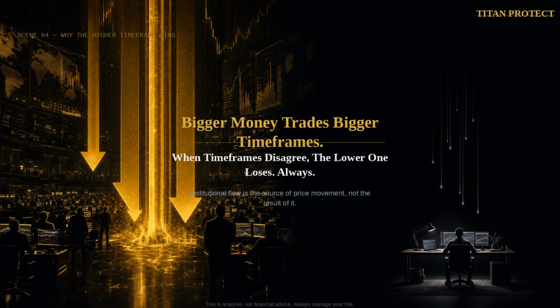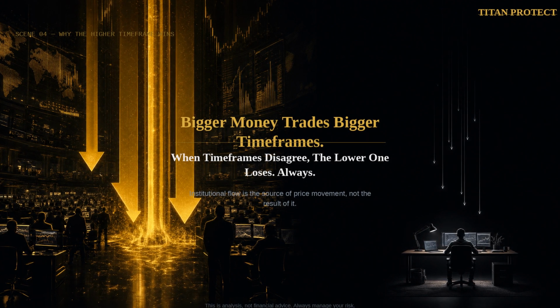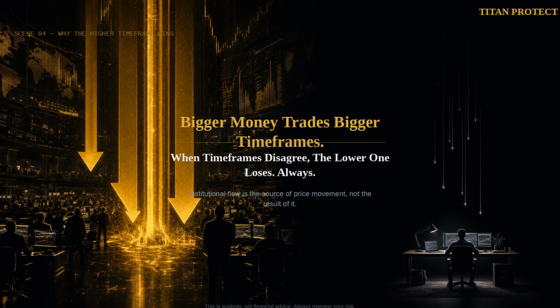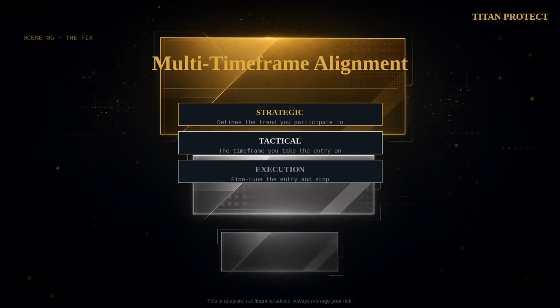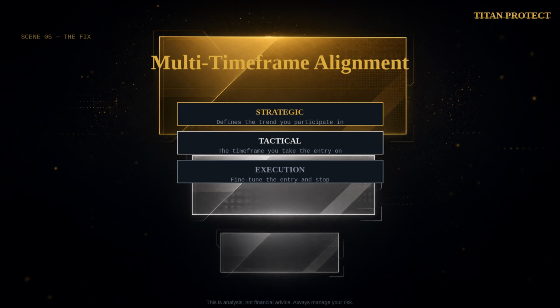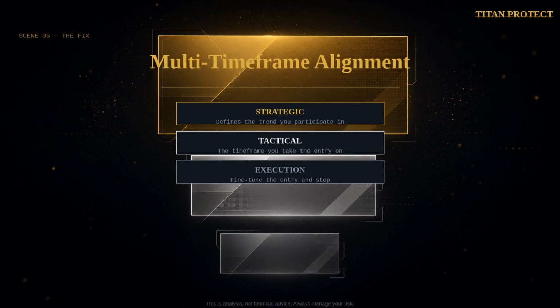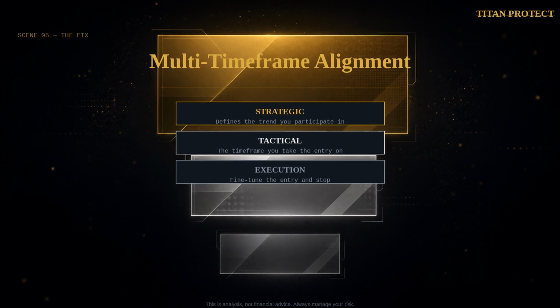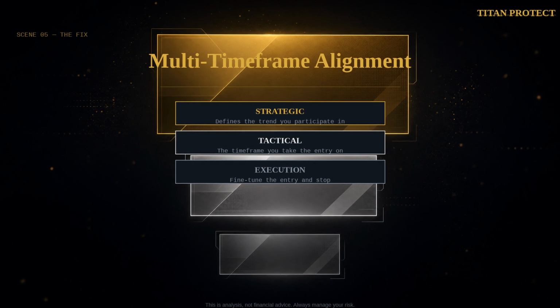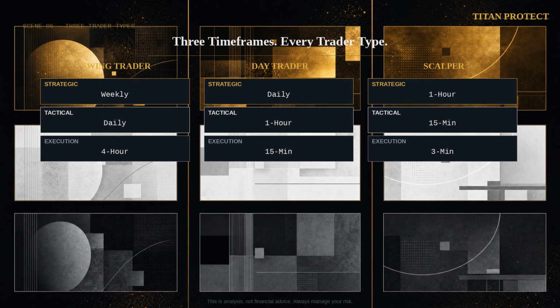The fix is multi-time frame alignment. Before any trade, you read 3 time frames. The strategic time frame, the one that defines the trend you are participating in. The tactical time frame, the one you take the entry on. And the execution time frame, the one you fine-tune the entry and stop on. For a swing trader, weekly is strategic, daily is tactical, 4-hour is execution. For a day trader, daily is strategic, 1 hour is tactical, 15-minute is execution. For a scalper, 1 hour is strategic, 15-minute is tactical, 3-minute is execution.